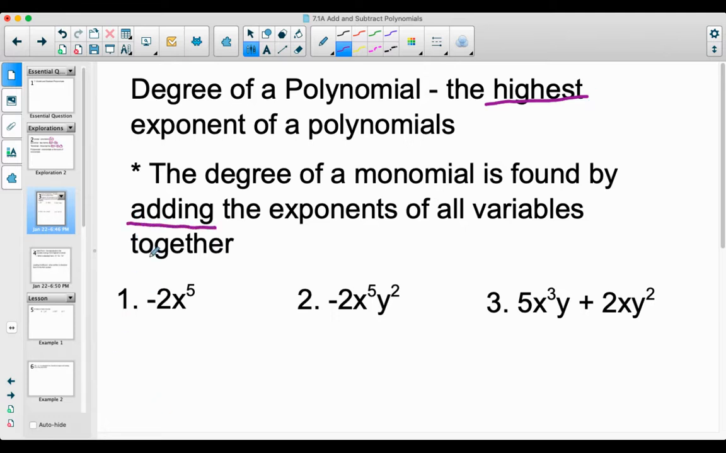So if we look at this example here, this is a monomial because that is only one term. The exponent is 5, so this is a degree of 5. On number 2, if we add the exponents together, that's a degree of 7. On number 3, that's a 1 right there. So this term right here has a degree of 4. There's a 1 right there. This term right here has a degree of 3. Since 4 is larger, then the degree of this one is 4.